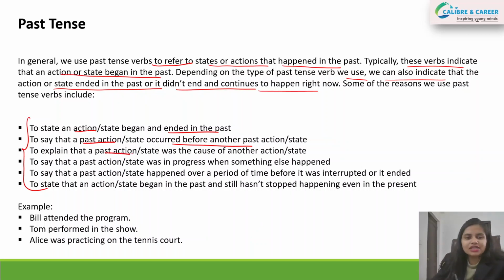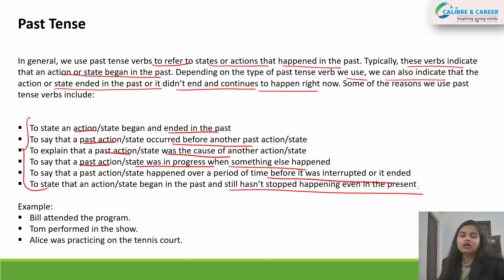To explain that a past action or state was the cause of another past action, there also you can use past tense. Or to say that a past action or state was in progress, that means something was happening, but in between, something else happened, or before it was interrupted or it ended. Or to state an action in the past that still hasn't stopped happening in the present. That means the present that you are speaking in. All right. Now let's see some examples.